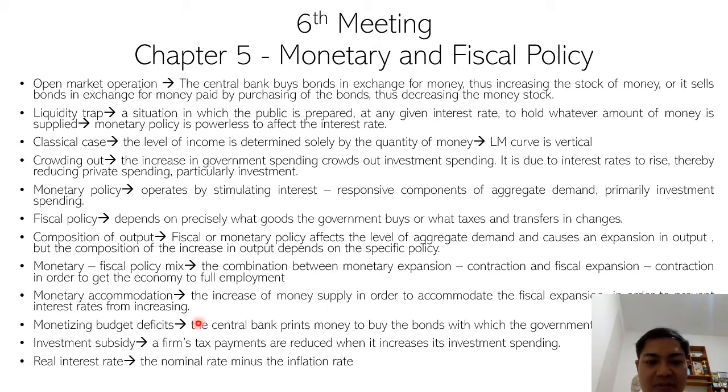And the next one, investment subsidy. A firm's tax payment is reduced when its investment spending increases. So the government gives a reduction of tax if the investment amount is increased. And the real interest rate here is the nominal interest rate minus the inflation rate.